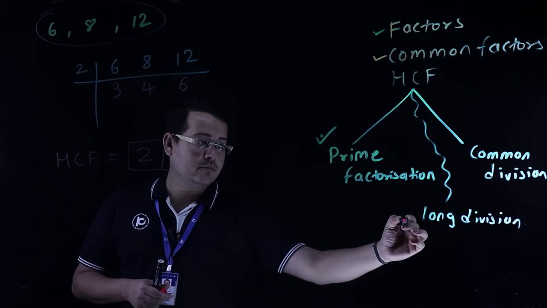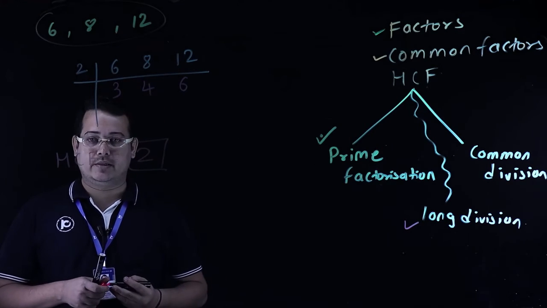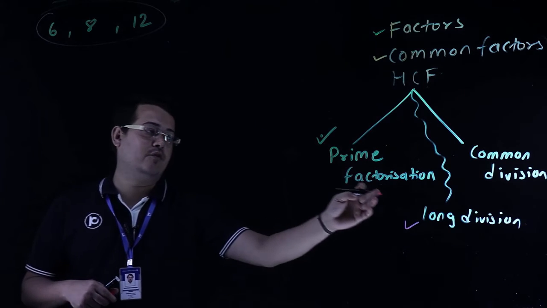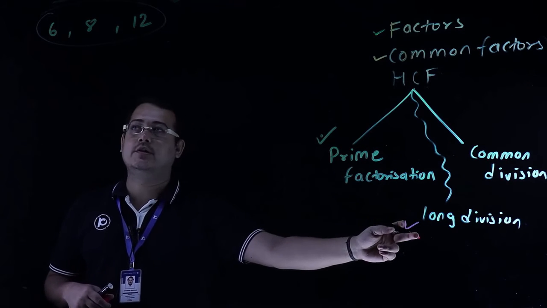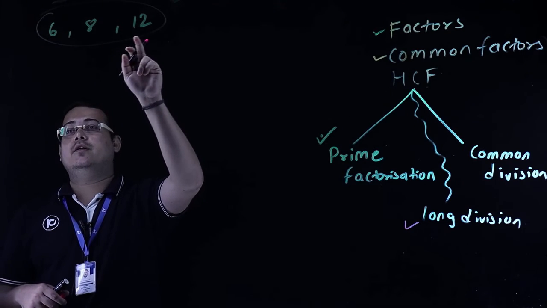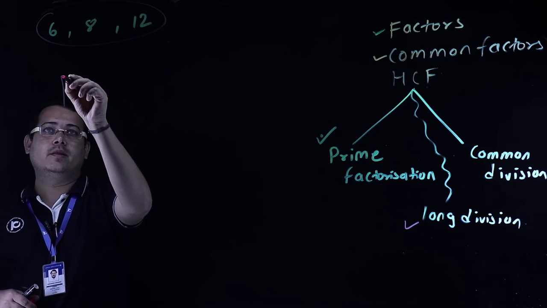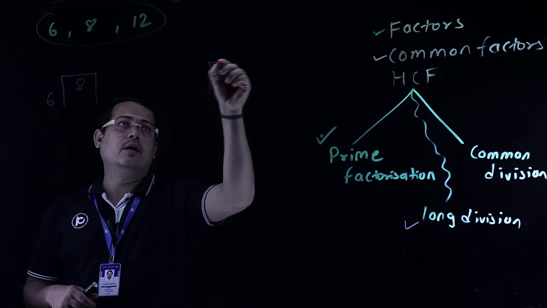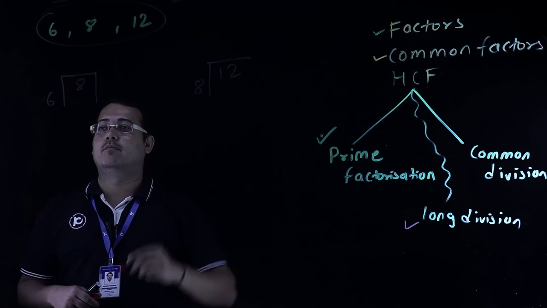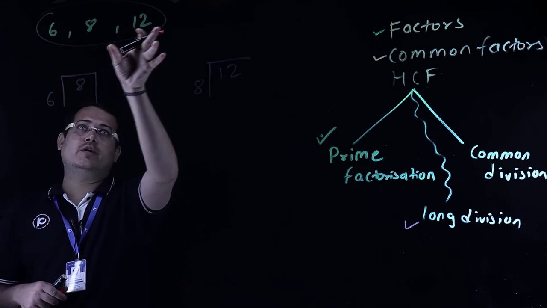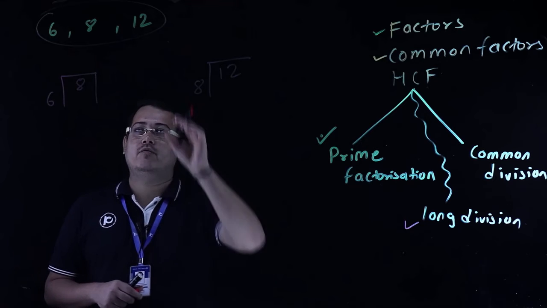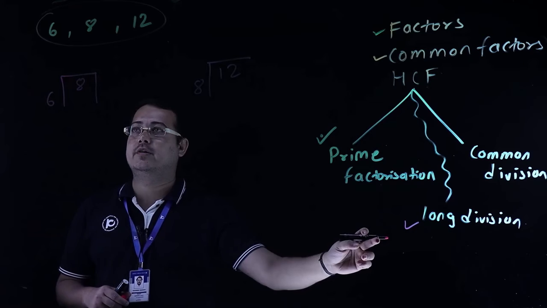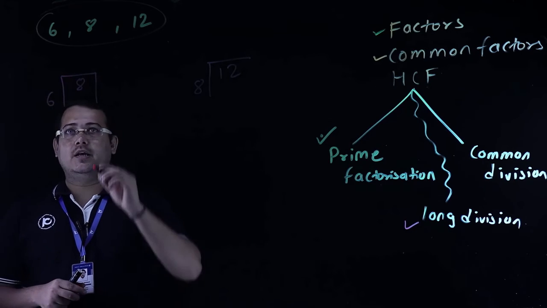Now we will talk about the long division method. We will find the HCF of the numbers 6, 8 and 12 using the long division method. 8 will be divided by the first number and 12 will be divided by 8. You can find the HCF of 2 numbers, and you can also find the HCF of 3 numbers. So we will find the HCF of 3 numbers using the long division method. Now we will see how we can divide.